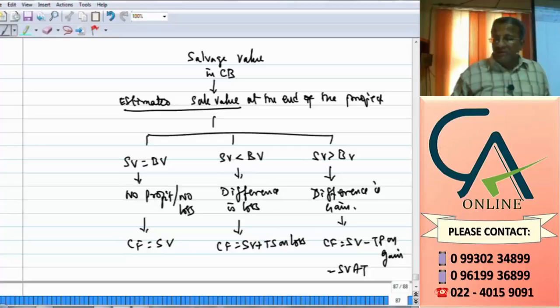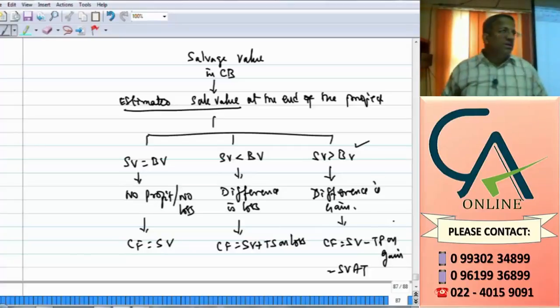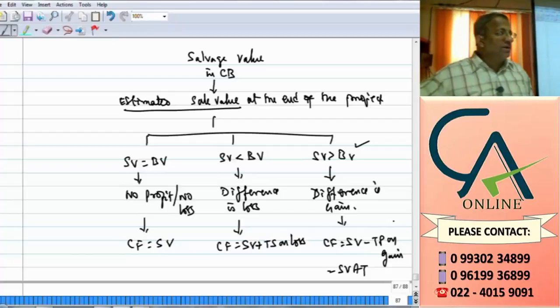Once we have done it like this, we get into a world of illusion that in every problem I have to pay tax on the salvage value. Why should I pay? Only when I have a gain, only on the gain do I have to pay. I will not compute any tax on the salvage value itself. It is only on the gain that I will compute the tax and deduct it from the salvage value. Now you ask your question. Is your query sorted out?